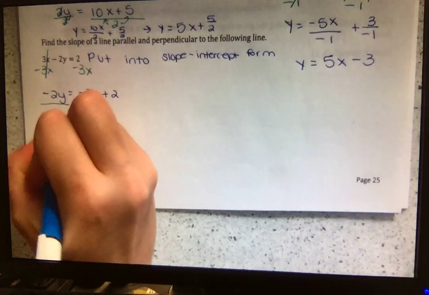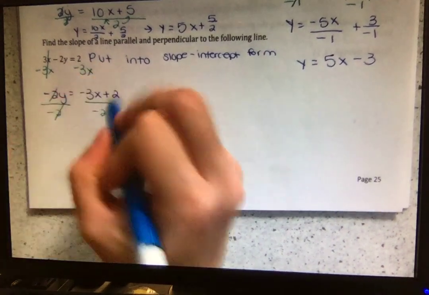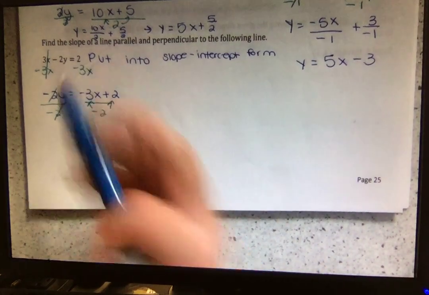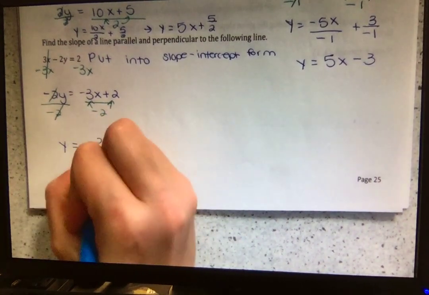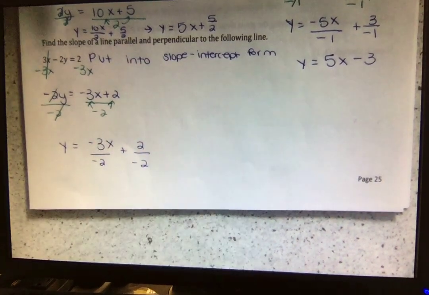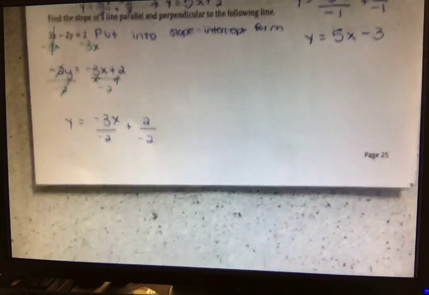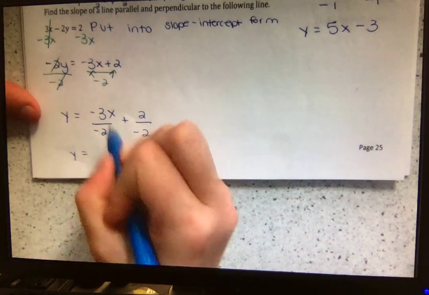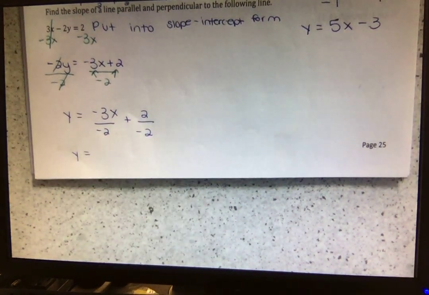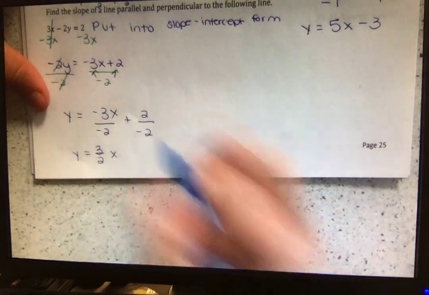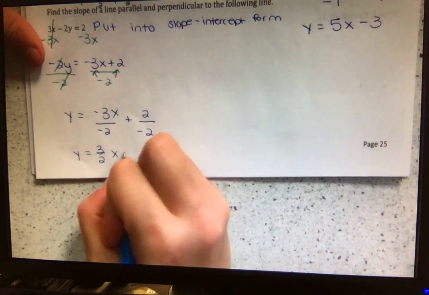Divide both sides by negative 2. Remember, we're dividing both whole sides, so every term gets divided by negative 2. So y equals negative 3x divided by negative 2 plus 2 divided by negative 2, which can then be simplified. y equals negative 3 divided by negative 2, positive 3 halves x. Positive 2 divided by negative 2 is minus 1. Perfect.